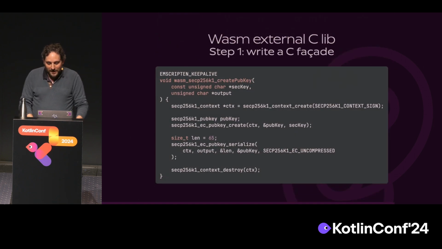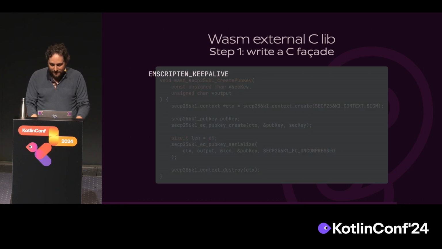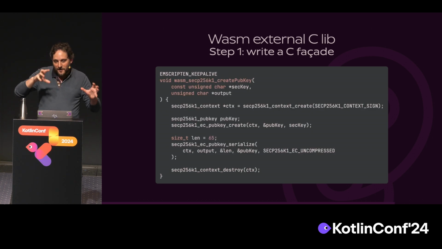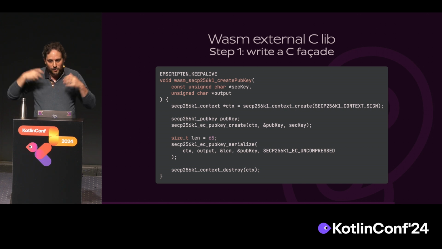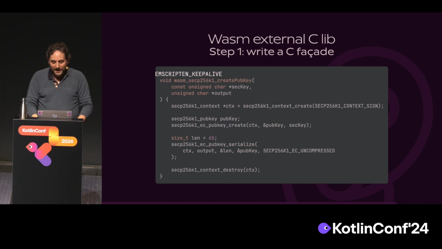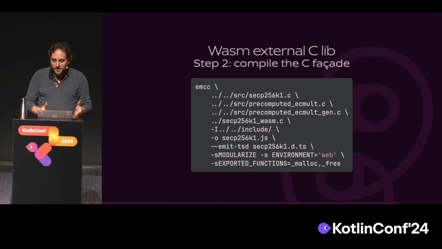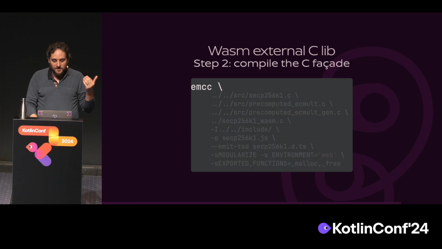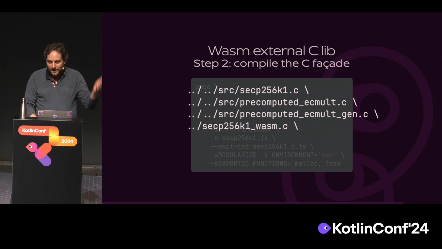What we need to do is write a C facade with this Emscripten keep alive. It says that this function will be exported to JavaScript and it will stay alive inside the WASM binary that will be compiled by Emscripten. And then we compile it. This is, for example, how I compiled this secp256k1 library. I use the Emscripten C compiler. I give it some sources, namely the secp256k1 sources and my facade with my Emscripten keep alive annotated functions.